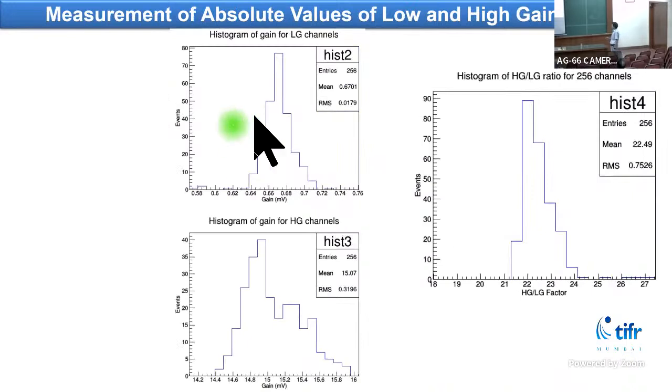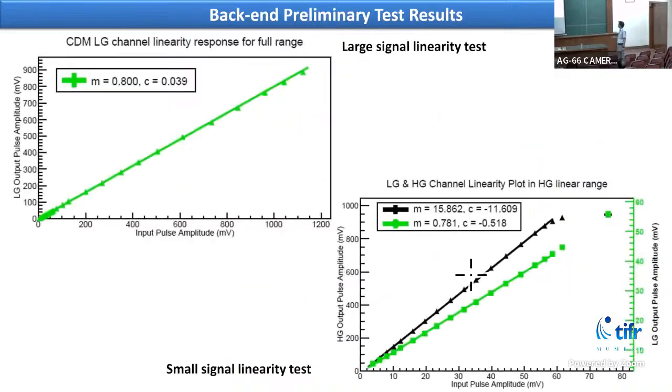Then the absolute value of the low gain and high gain factors for 256 channels was also measured. For low gain, we can see that across 256 channels it is varying. This low gain factor is 0.7 with the RMS value shown here. And this is the absolute value of the high gain factor. This is their ratio distribution for 256 channels.